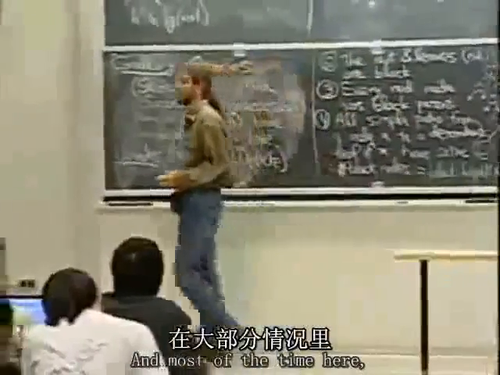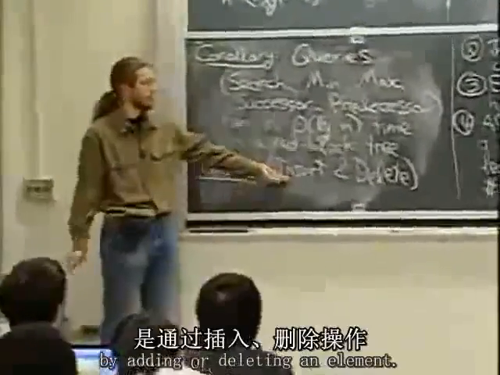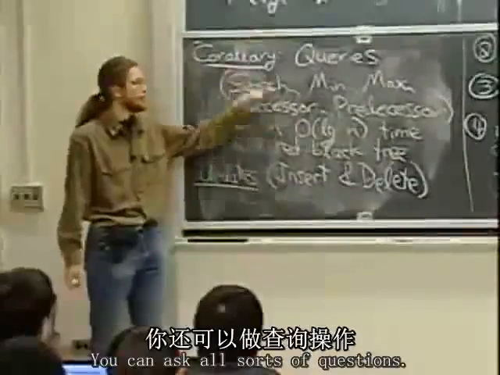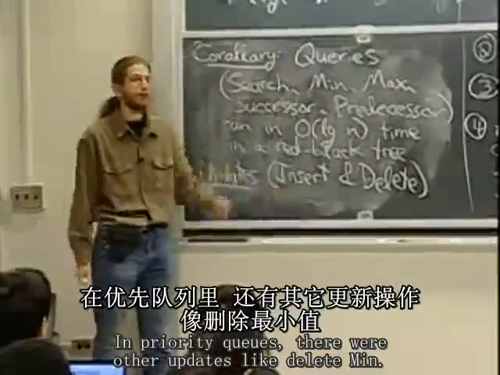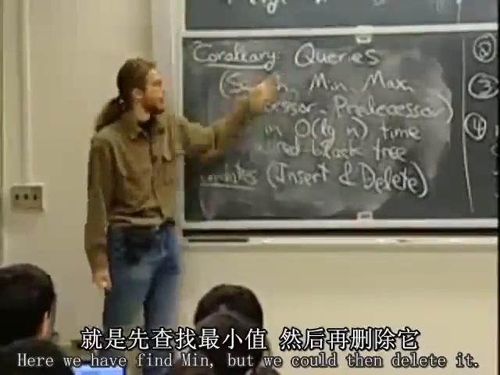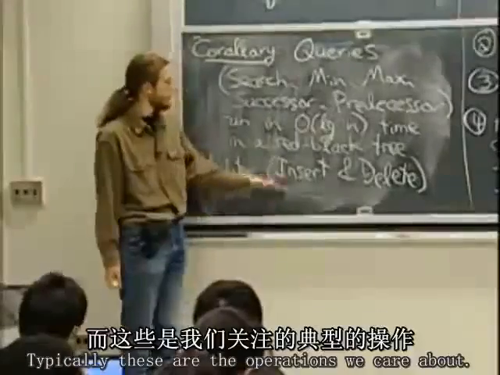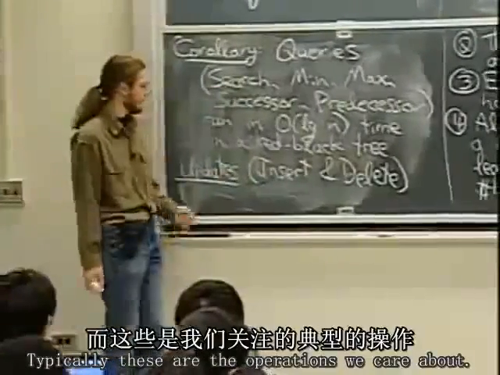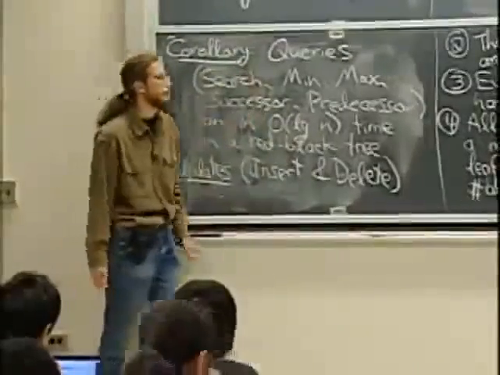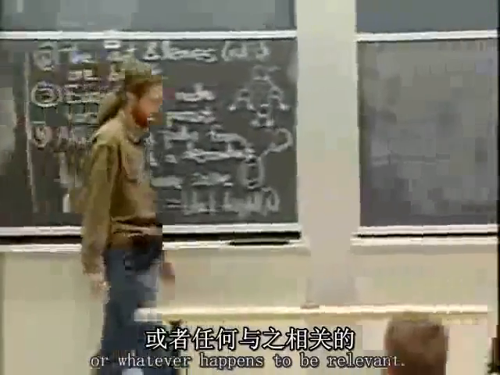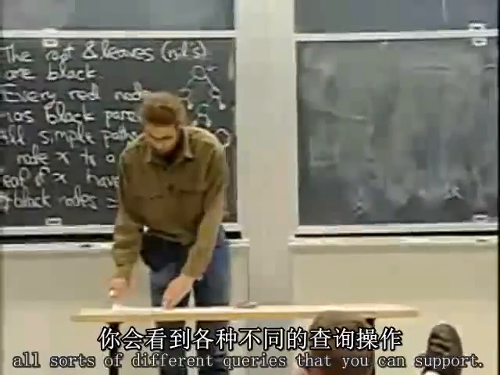And most of the time here, we're always thinking about dynamic sets. So you can change the dynamic set by adding or deleting an element. You can ask all sorts of questions. In priority queues, there were other updates like delete min. Here we have find min, but note we could then delete it. Okay, but typically these are the operations we care about. And we'll talk about updates to include both of these and queries to include all of these, or whatever happens to be relevant. In problem sets especially, you'll see all sorts of different queries that you can support.